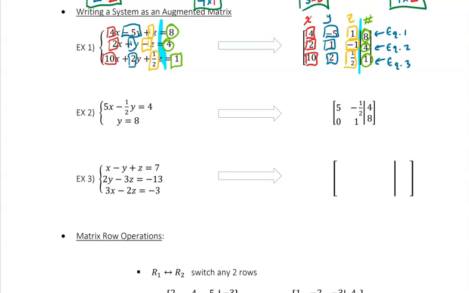All right, let's look at another one. Again, we start with the number in front of x, so that's 5. The number in front of y is -1/2. Then the number on the end is 4. For the second one, if you notice, there's something missing. There's no x there. If x is completely missing, we put a 0 because there are no x's in that equation. Then continue like normal, so 1y and 8 on the end.